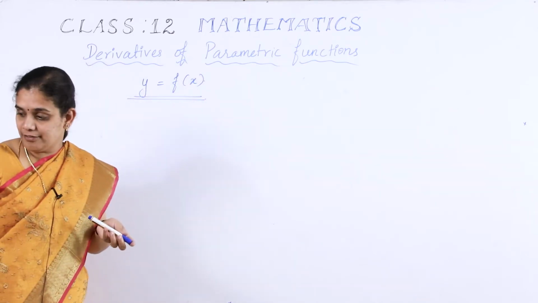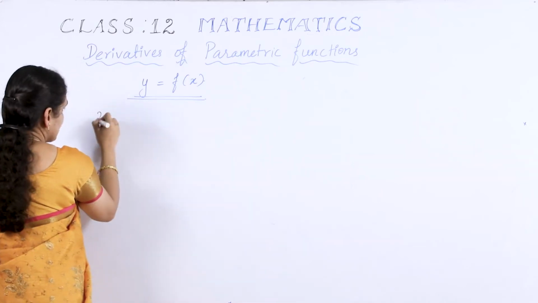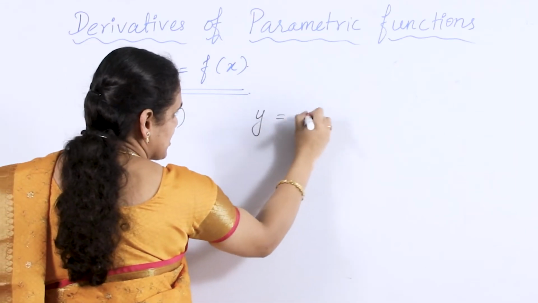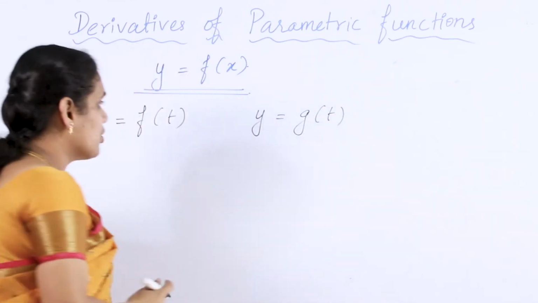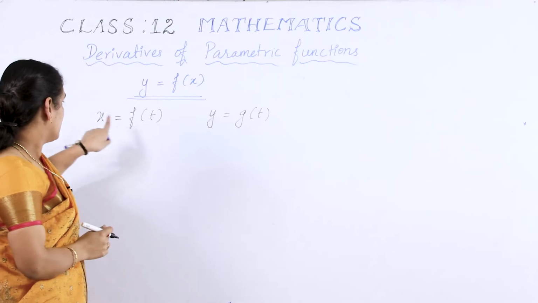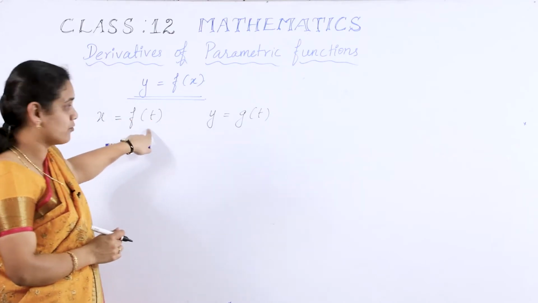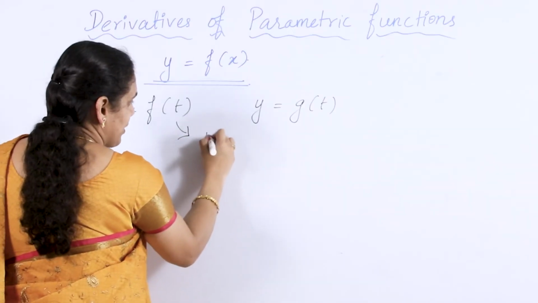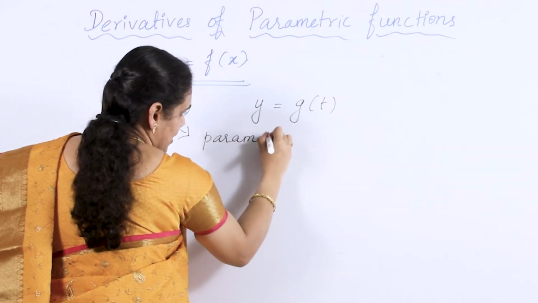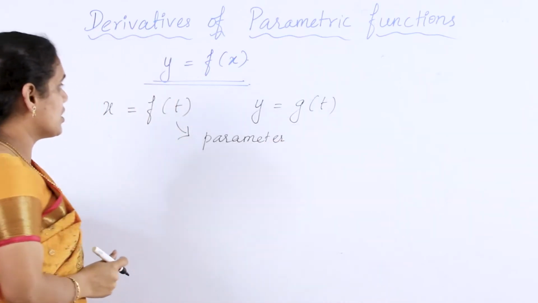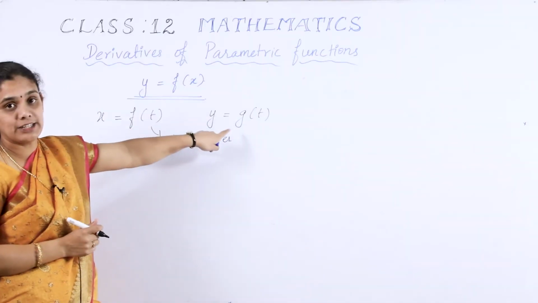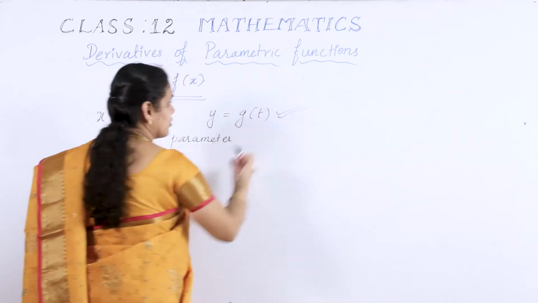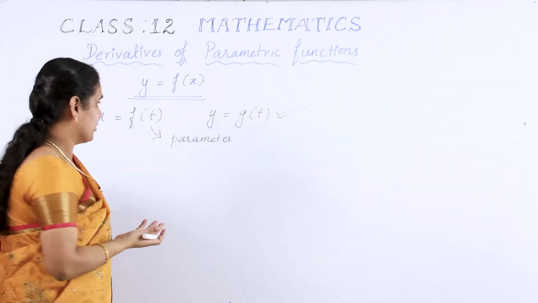Now we are going to have a different function, where x is expressed in terms of t and y is also expressed in terms of t. There is another variable, a third variable. Apart from x and y, we have one more variable, that is t. This third variable is called a parameter. If an equation has a parameter, then we call those equations parametric equations. So these are parametric equations, expressed in the third variable.